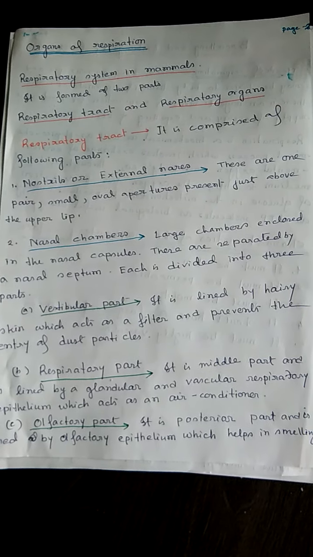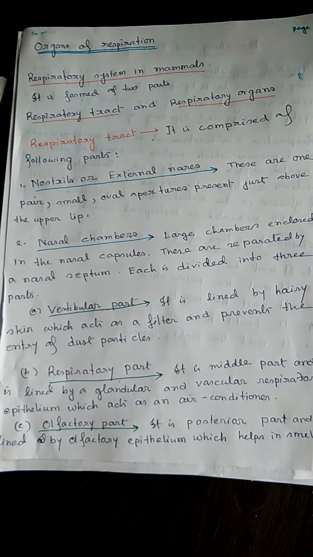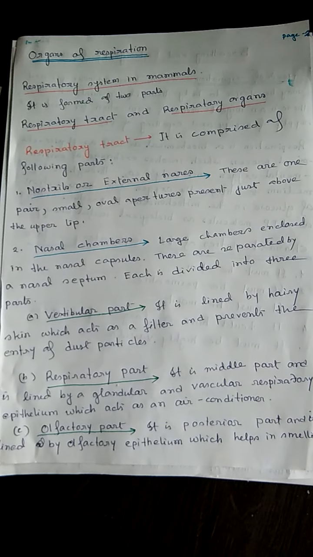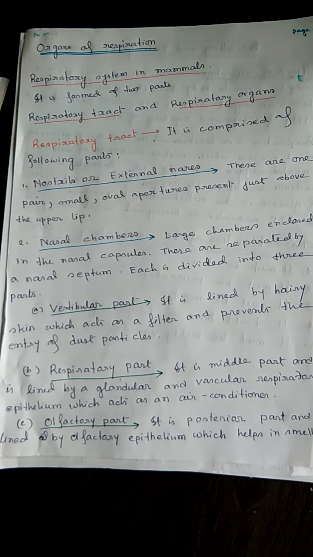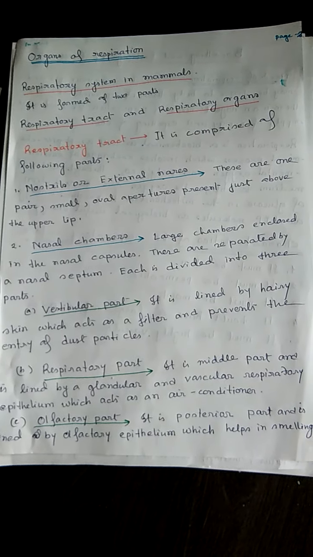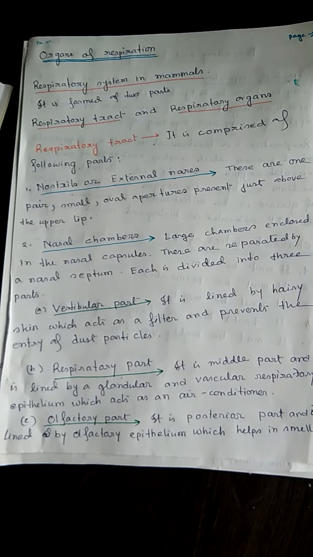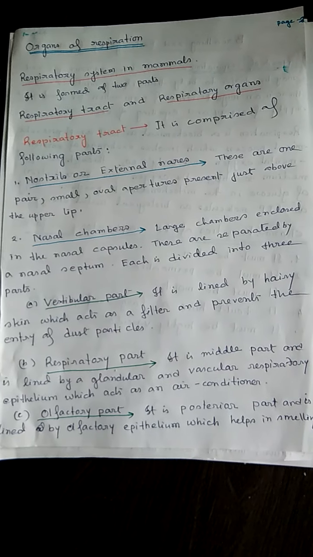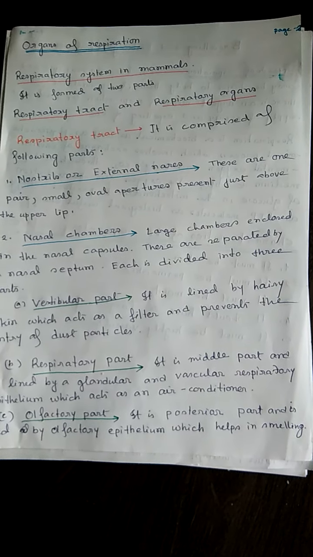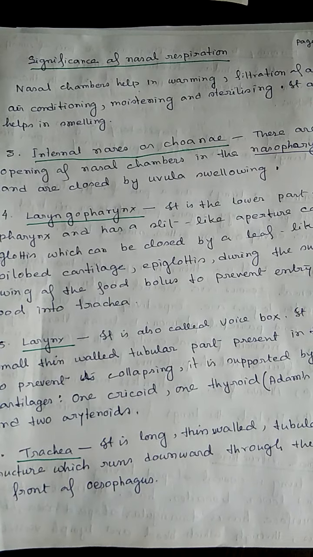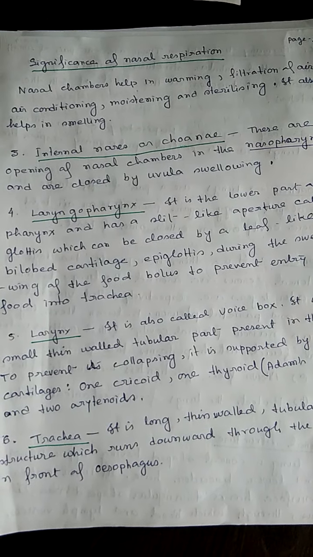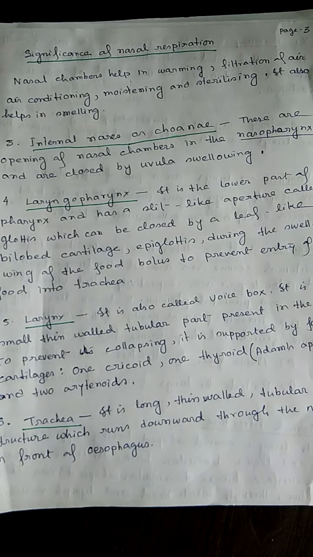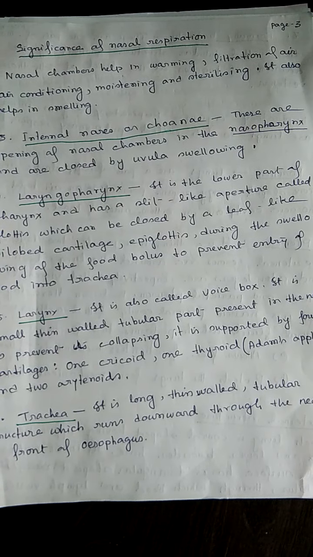And the respiratory part is the middle part, that is, vascular respiratory epithelium, which acts as an air conditioner. And the olfactory part is the posterior part of the nasal chamber, and the olfactory epithelium helps in smelling. Now another part is the internal nares, and these are the openings of the nasal chamber in the nasopharynx and are closed by a valve.